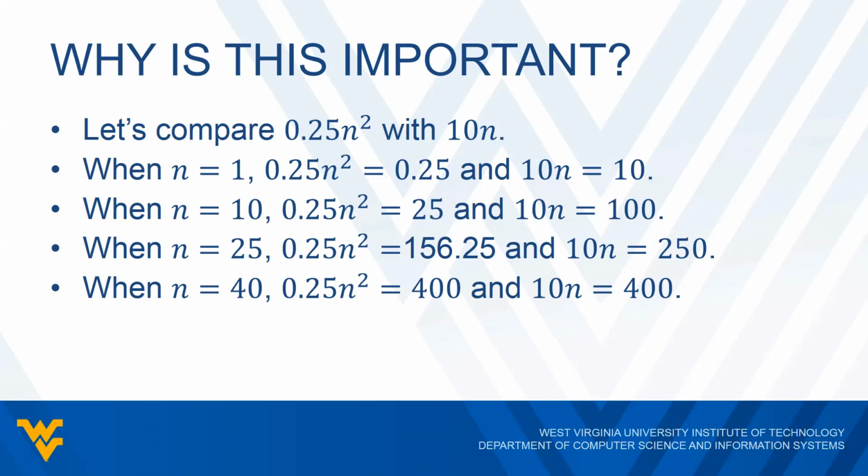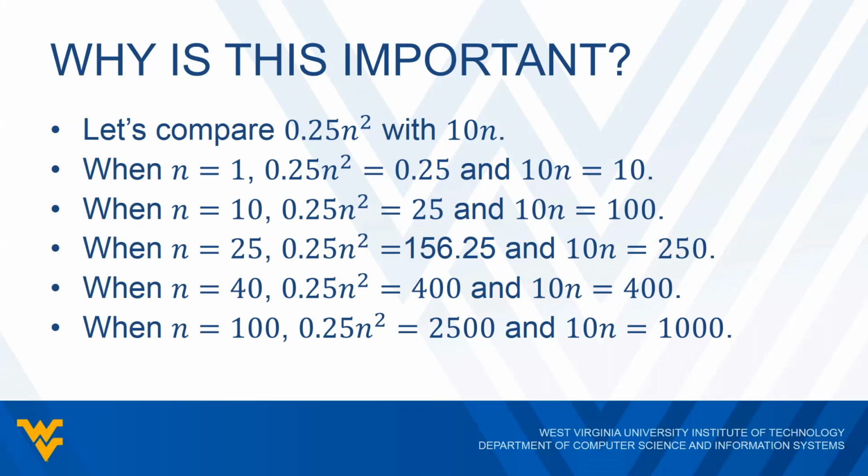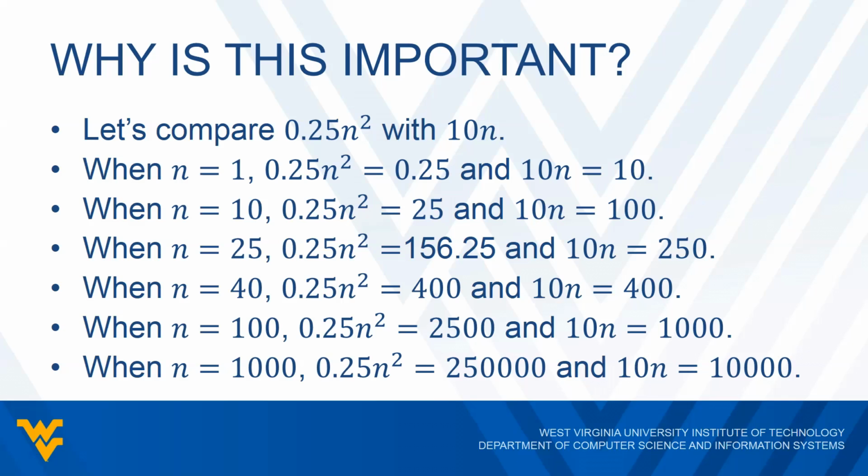So what we're seeing here is that the n squared number is growing faster than our n value. So now what we're going to end up seeing is the value of 0.25n squared is going to start becoming larger. Here when n is 100, 0.25n squared is 2500, while 10n is only 1000. So here we're starting to see where it's surpassing. And then let's take it another step. Let's say n is 1000. Well, 0.25n squared is 250,000, and 10n is only 10,000. That's a huge gap, and this gap is going to grow even more and more as n becomes larger.